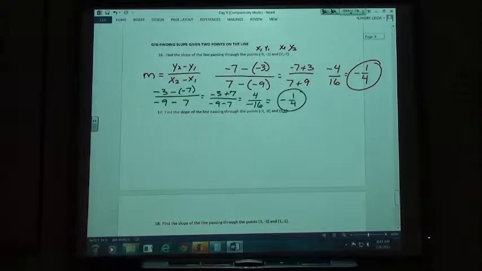So just to show you, the order really doesn't matter. That's just the order they're going to show you, since they're going to say I'm going to take the y value from point 2 minus the y value from point 1.